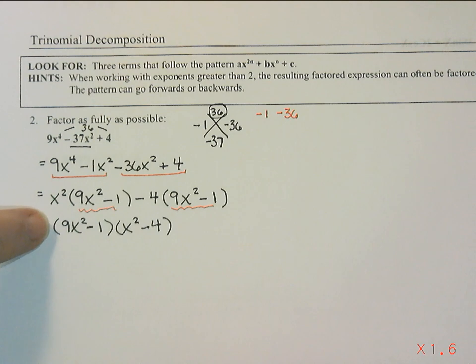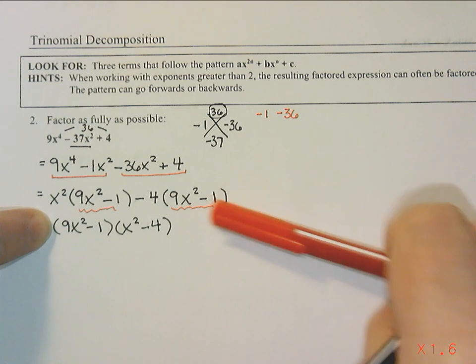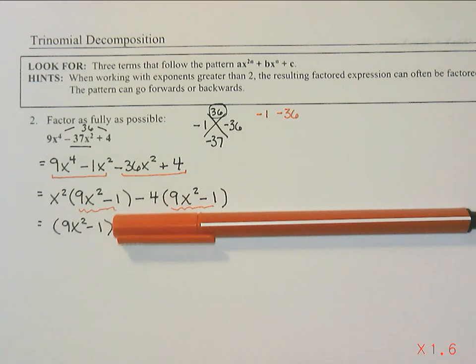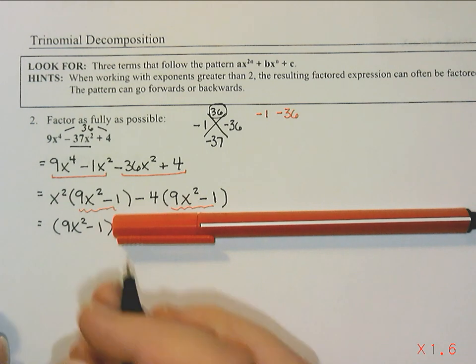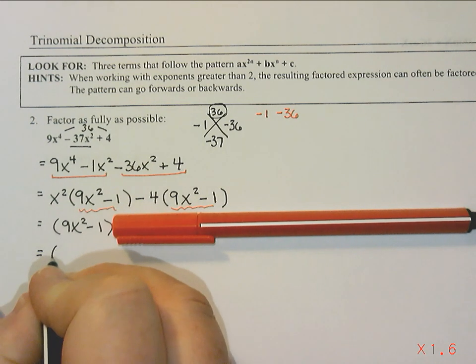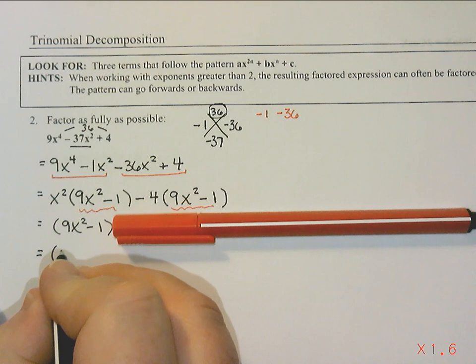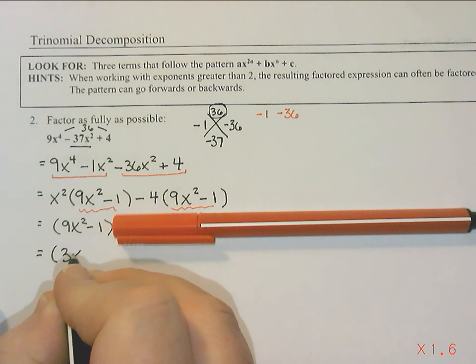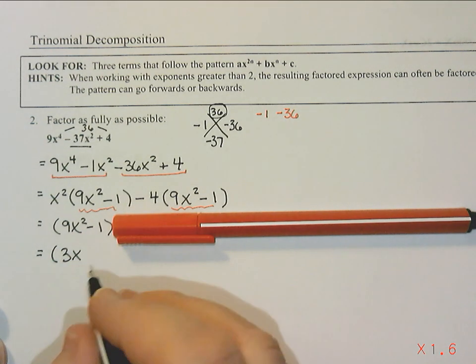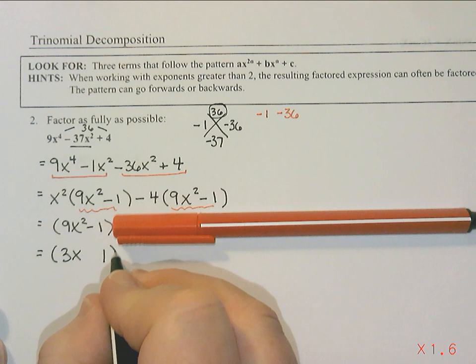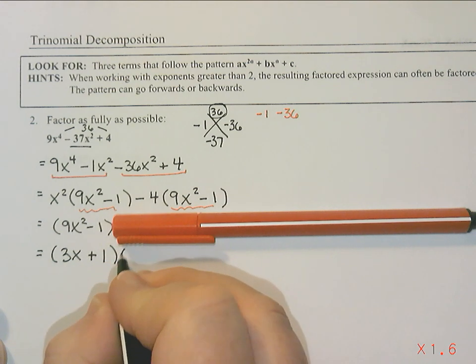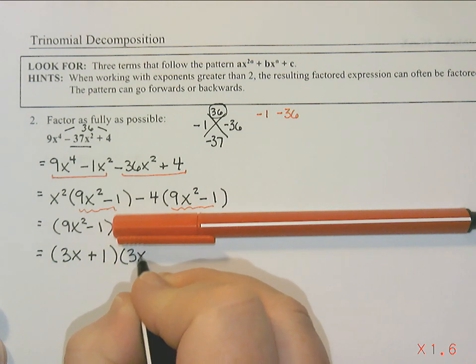So I notice 9x squared minus 1 has 2 terms. Do they have a common factor? No. Are they a difference of squares? Yes. They have 2 terms, they're being subtracted, and they're all perfect squares. So I'm going to square root the first one. Square root of 9 is 3. Square root of x squared is x. I'm going to square root the second number. That's just a 1. And then we're going to add in one bracket and subtract in the other.